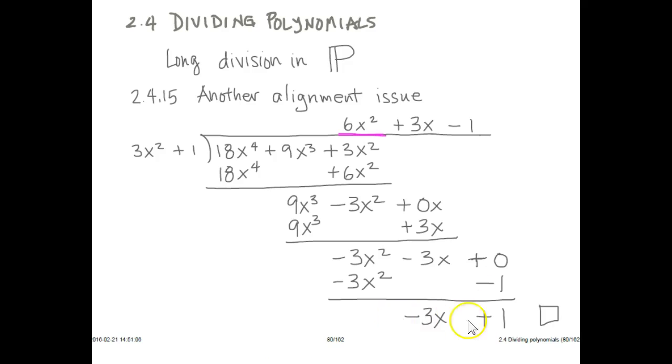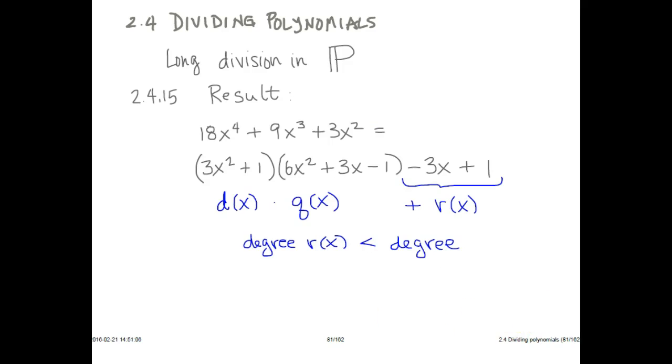And what do I have? I have a remainder. The degree of my remainder now is linear. We didn't see that before. All of our degrees before were constants. And the degree of the remainder is less than the degree of the original divisor. And that's the end of this segment.